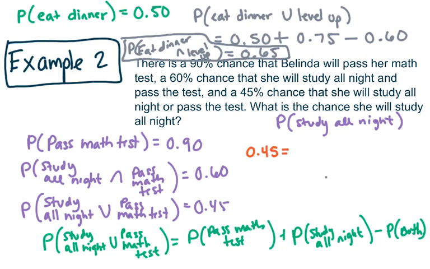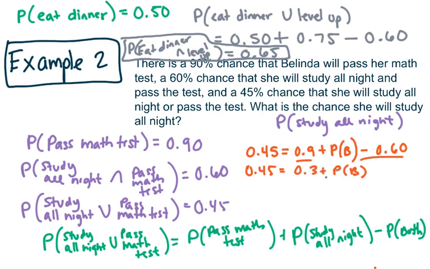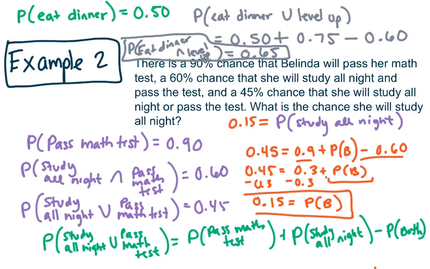So the probability that she studies all night or passes her math test is 0.45. And that's going to equal the probability of passing her math test, so 0.9, plus the probability that she studies all night, so we don't know that, I'm just going to put probability of B, and then minus the probability of both, so the probability of A and B, so minus 0.60. 0.45 equals, I'm going to combine these, so 0.9 minus 0.60 is 0.3 plus the probability of B, and I'm solving for this, so I'm going to subtract 0.3 from both sides, and I get 0.15 equals the probability of B. So the probability that she studies all night is 0.15. So there's a 15% chance.